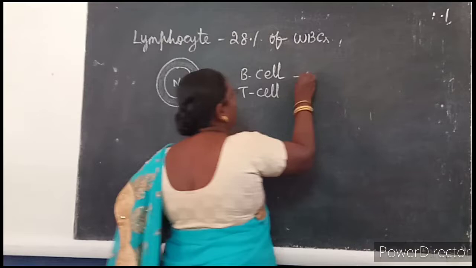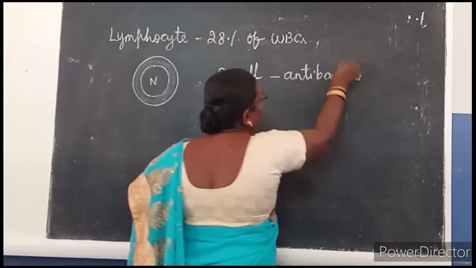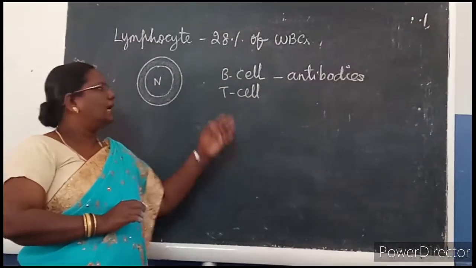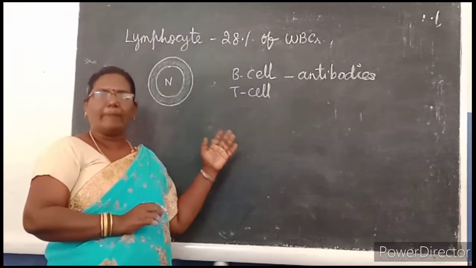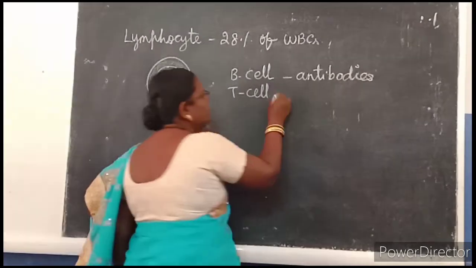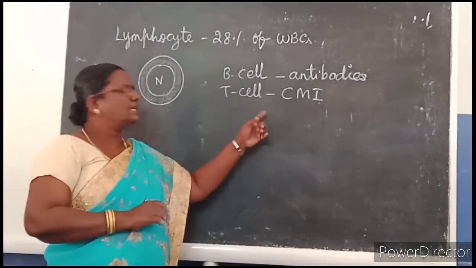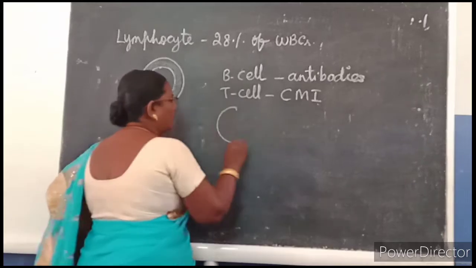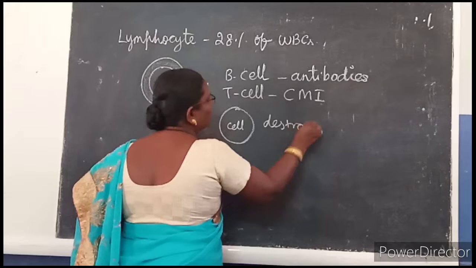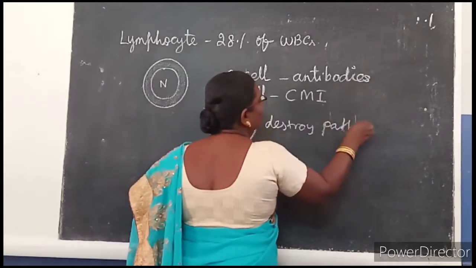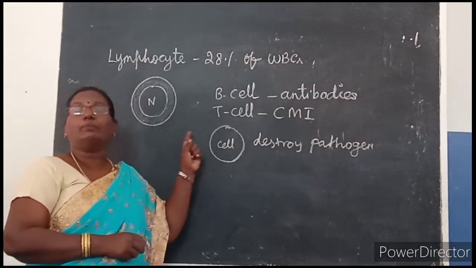This B cell produces the antibodies. It's a one mark question. The B cell produces the antibodies that neutralize the harmful effects of the foreign substances or the microbes. This T cell plays a very important role in cell-mediated immunity. So what is cell-mediated immunity? The cell itself destroys the pathogen without producing the antibody. That is known as what? CMI, or cell-mediated immunity. It is also a very important one mark question.